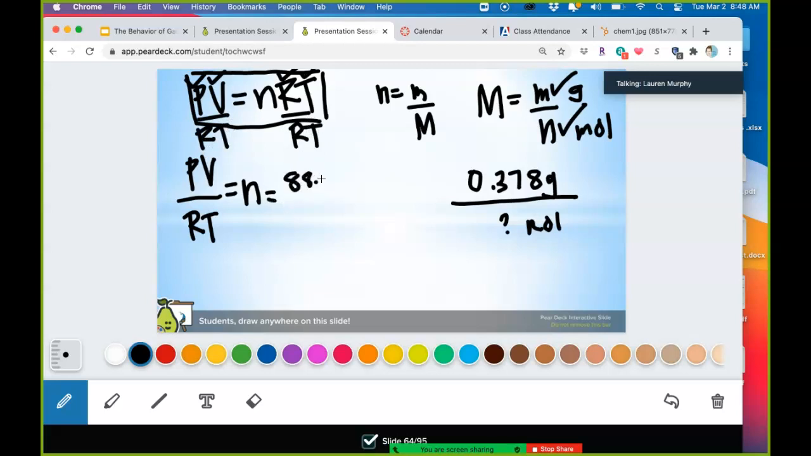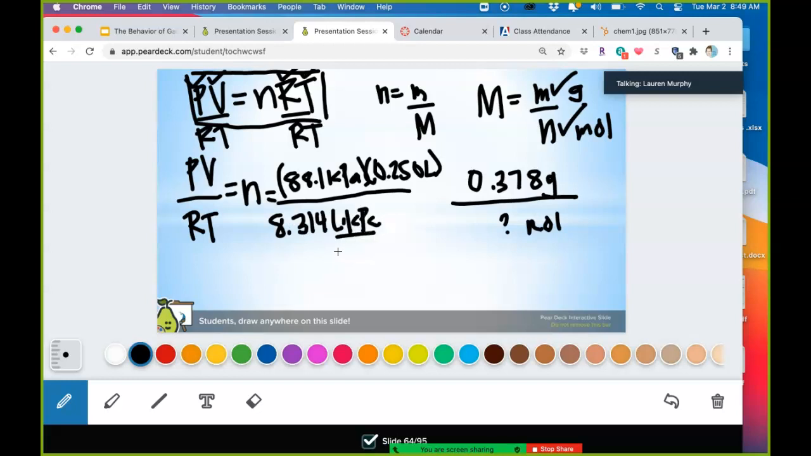It was 88.1 kilopascals. The volume is 0.250 liters. It has to be in liters, not milliliters. The R constant was 8.314 liter kilopascal over mole Kelvin, and the temperature was 280 Kelvin. So look at the units. The kilopascals cancel, the liters cancel, the Kelvin cancel, and you're left with moles, which is what I'm trying to find. So you calculate this number out. I'll give you a second.